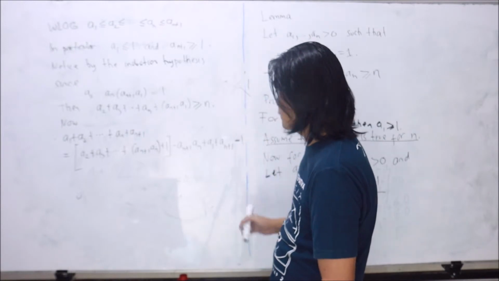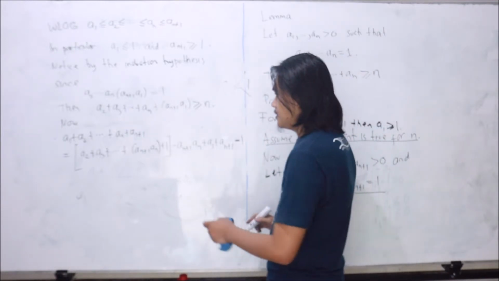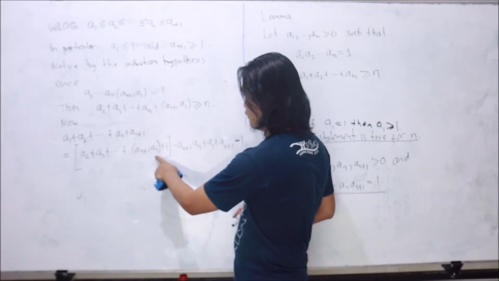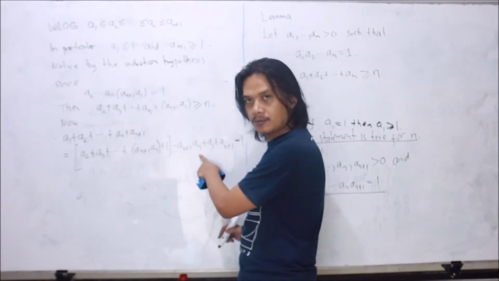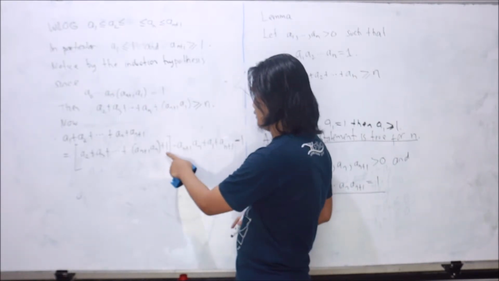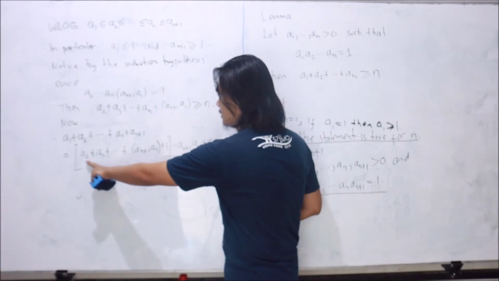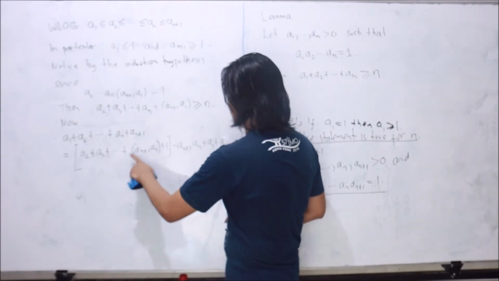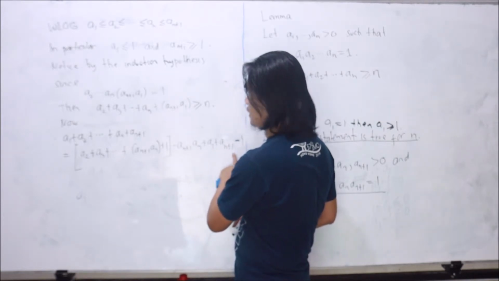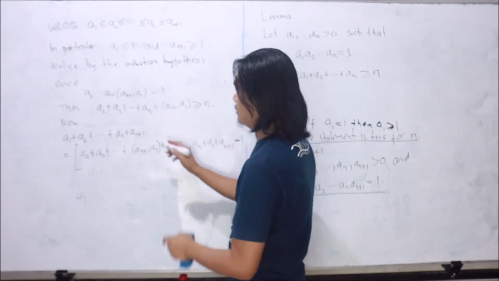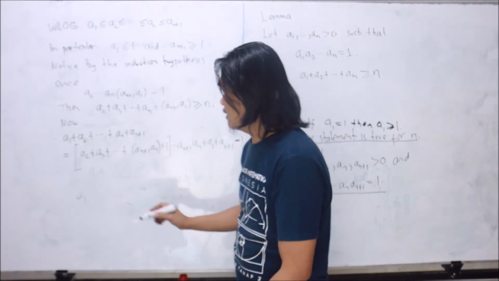Okay, let's check it again. So this one will be gone with this one, and that one will be gone with that one. So then at the end we have the sum from a2 up to an, and then plus a1 plus an plus 1. So that's exactly this expression. Okay.